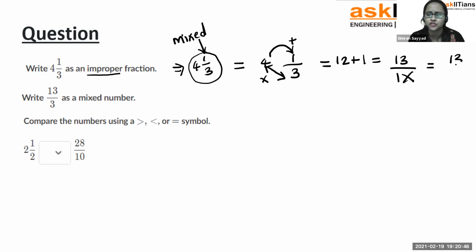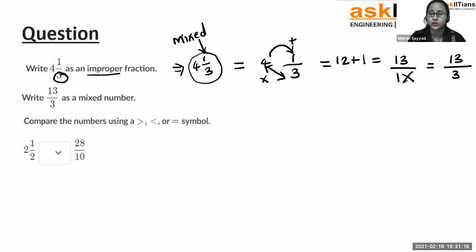Yes, the numerator is for sure correct, but the denominator will be the same as yours. What was the denominator? 3. So here we have converted a mixed fraction to an improper fraction. Yes, it is improper. So now you can fix in your mind that when you convert a mixed fraction to a fraction, it is always an improper fraction.